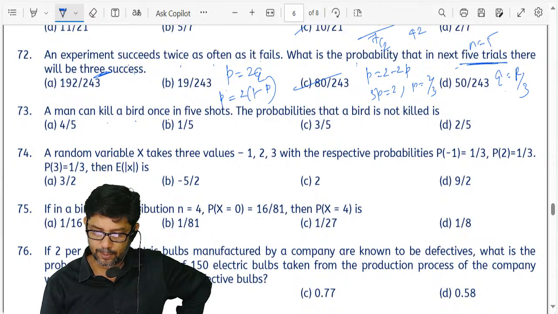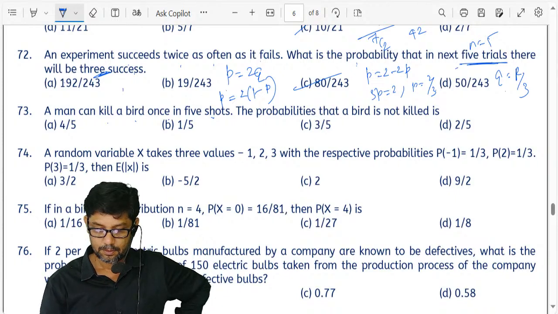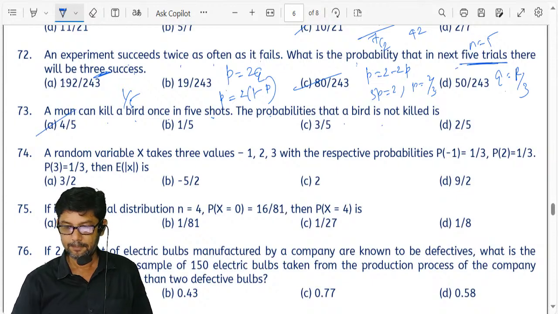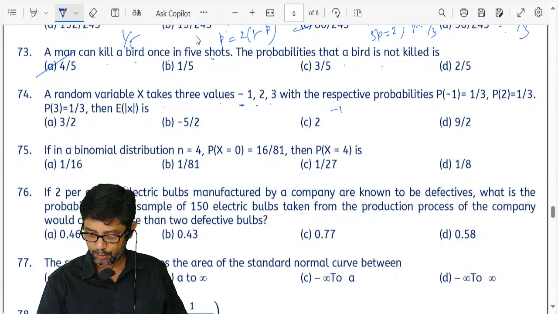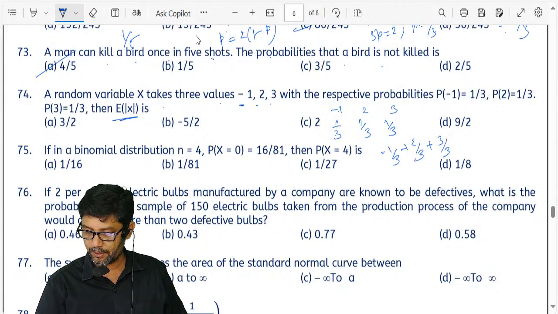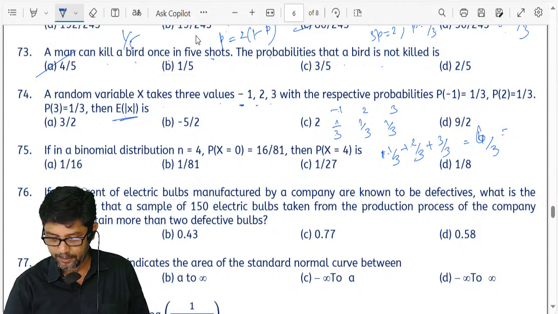Next. A man can kill a bird once in 5 shots. What is the probability? 1 by 5. The probability that the bird is not killed, 4 by 5. Not a difficult question here. Next. A random variable x takes the 3 values minus 1, 2, 3. What is its probability? 1 by 3, 1 by 3, 1 by 3. Expected value of x: minus 1 into 1 by 3, minus 1 by 3 plus 2 by 3 plus 3 by 3, 4 by 3 is our answer. Oh, mod x. So again plus 1 only, because minus cannot be considered. 6 by 3 which is equal to 2. Option C.